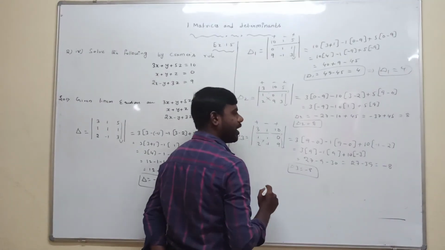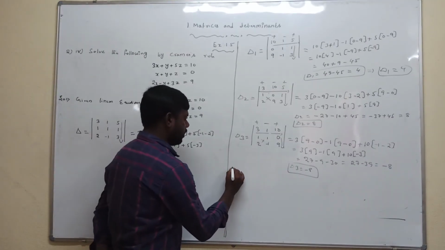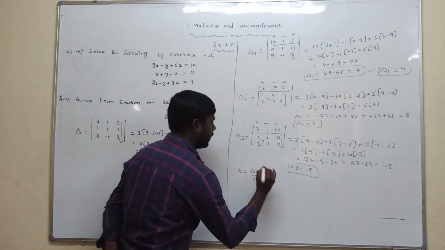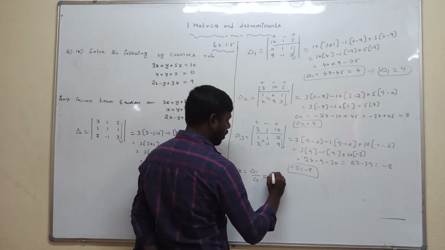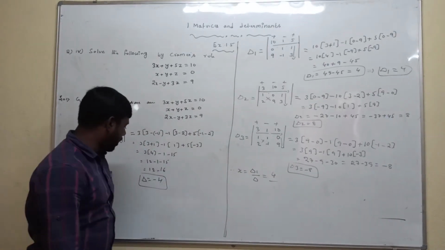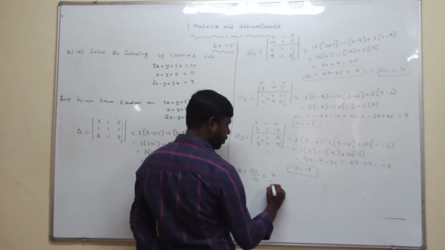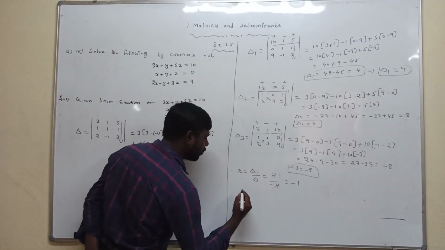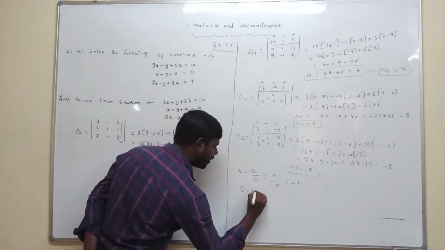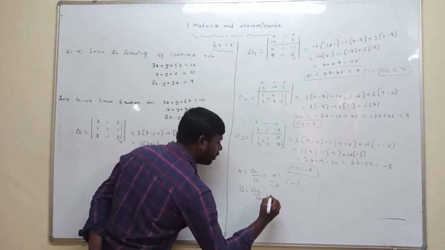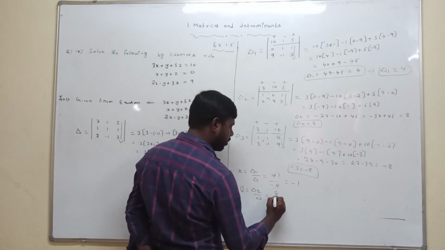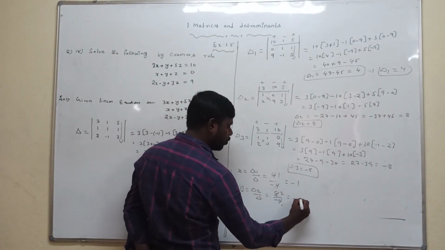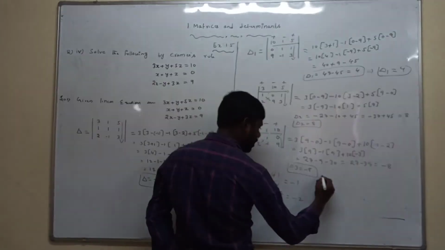So now find the x, y, z values. See the x formula is delta 1 by delta. So now delta 1 value we got 4, delta value we got minus 4. So x value is minus 1. Next y formula is delta 2 by delta. So delta 2 value is 8, delta value is minus 4. Minus 4 on the 4 2s. So y value is minus 2.